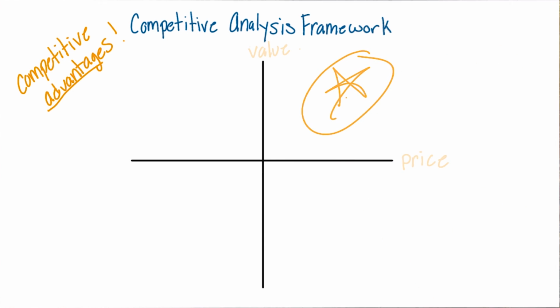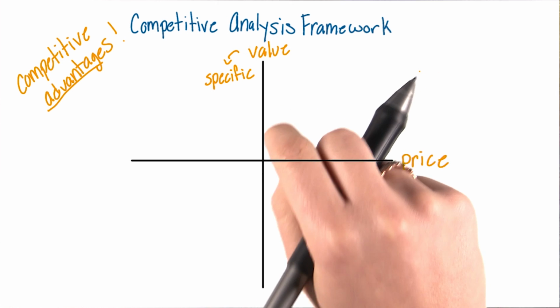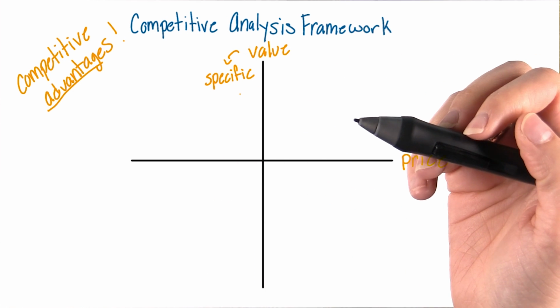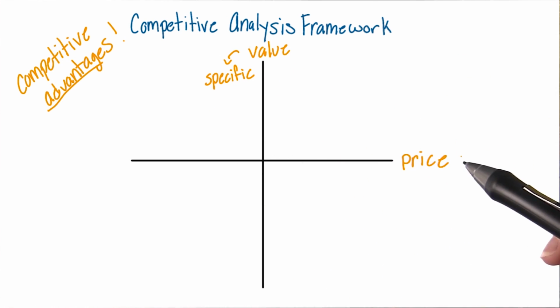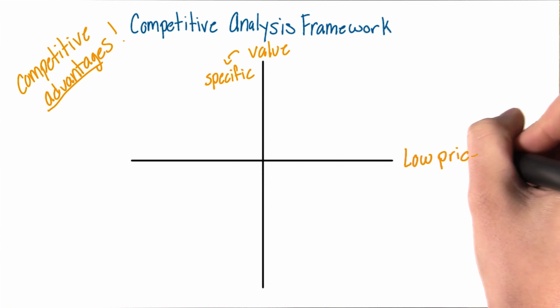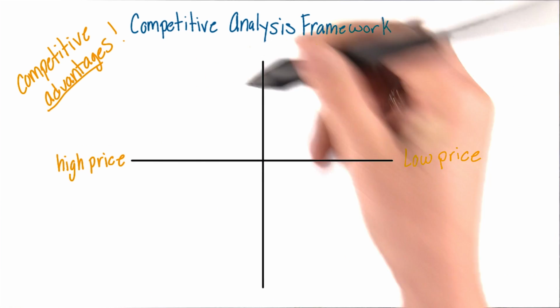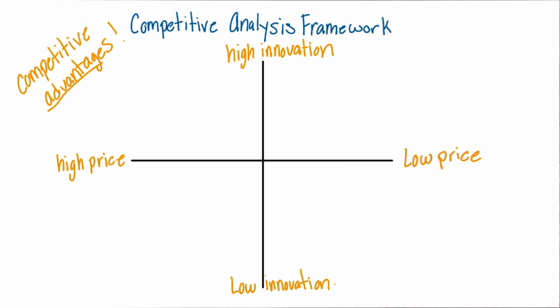These competitive advantages can be price versus value, or you can write a specific value to your customer. Maybe think of something that your potential users or investors would be really interested in or excited about. So we'll have to name our two axes accordingly. So if it's price, it'll be low price and high price. Now let's say our value is innovation. We could have high innovation and low innovation, or you can choose something else.